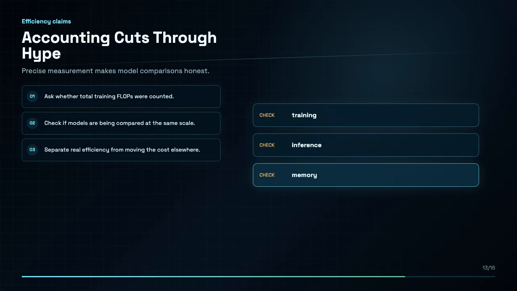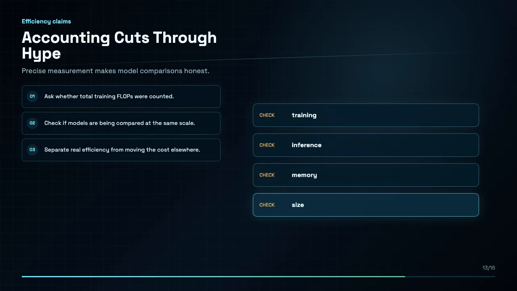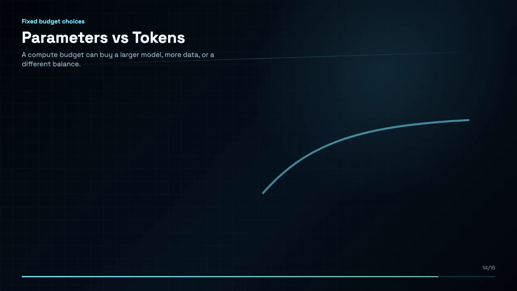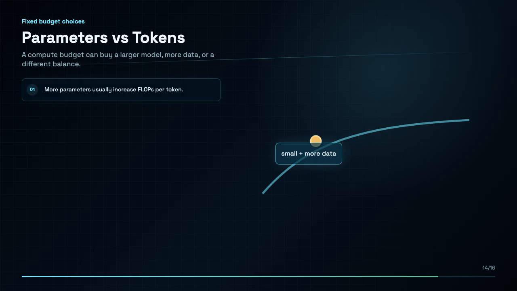Another dimension is the relationship between flops and parameters. More parameters generally mean more flops per token, but also potentially better performance. The question is, what's the right trade-off? Should we train a small model on lots of data, or a large model on less data? This question can only be answered by comparing flop budgets.